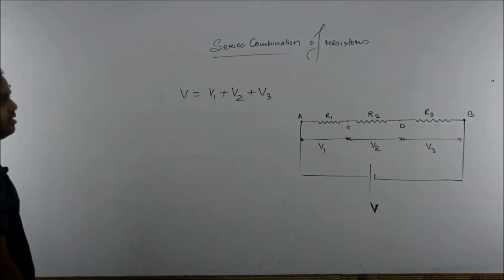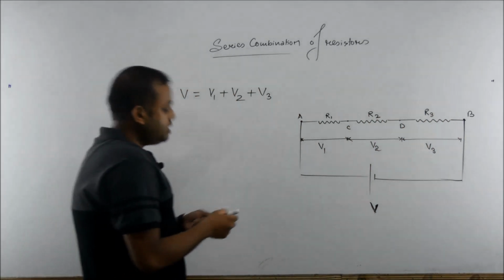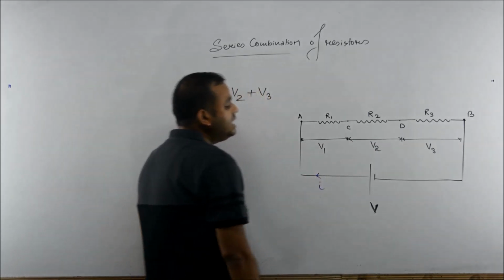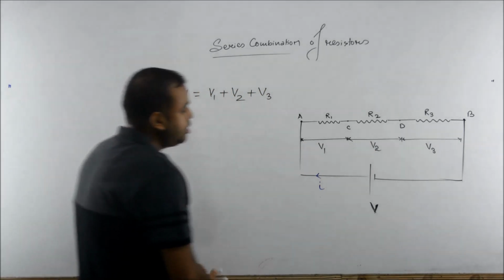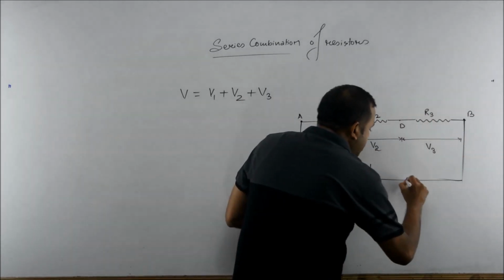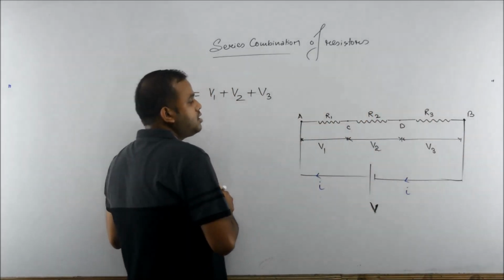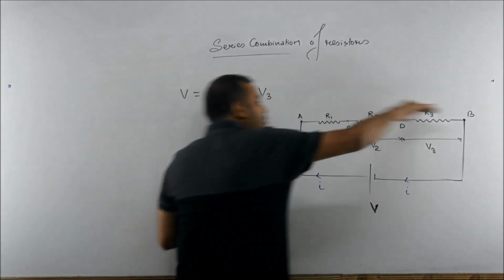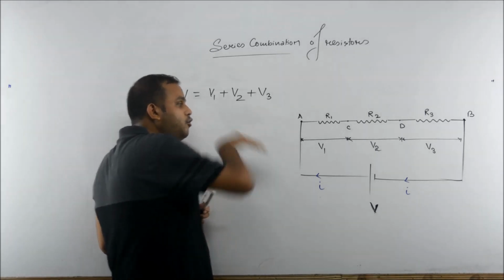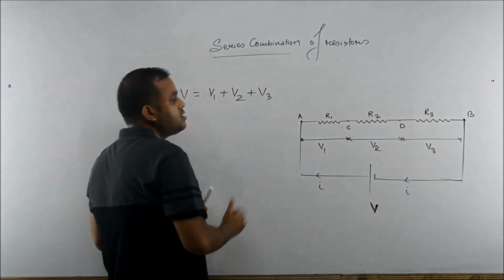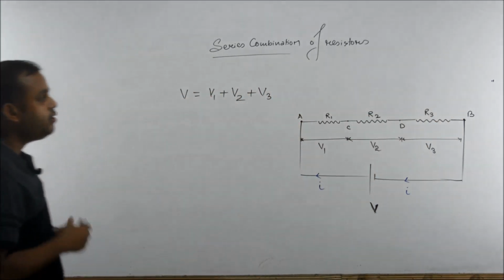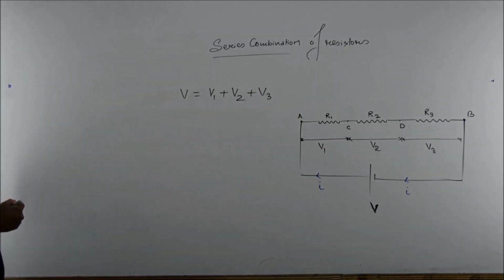Clear? Now please concentrate. Now students, let us consider that current I is flowing in the circuit. Clear? So obviously I will flow like this, and again it will come back in this direction. If I ask you what is the value of current flowing through the combination, it is I. If I ask you what is the value of current flowing through R1 or R2 and R3, you would again reply it is I only. Clear students? Clear?